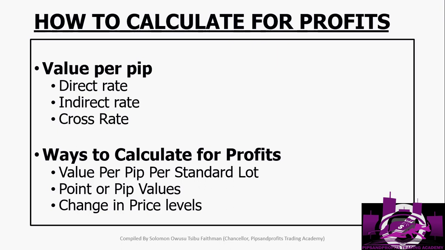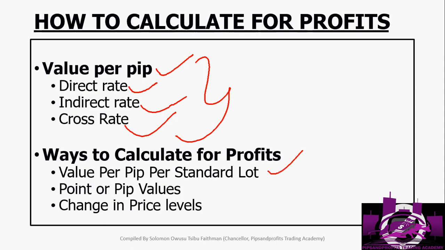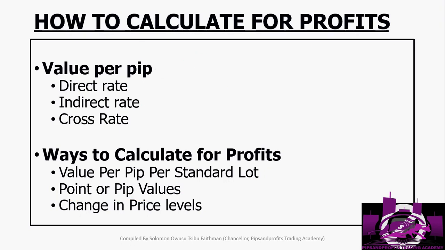So before we get to that, we are going to learn about value per pip. And then under the value per pip, we are going to learn how we calculate for value per pip for direct rate, indirect rate, and then cross rate. Then after we are done with this, it is going to help us to calculate for profit over here. You can see that we have our point and then our pips value at this place. It's very important to get that concept. So without wasting much time, let's go into it.